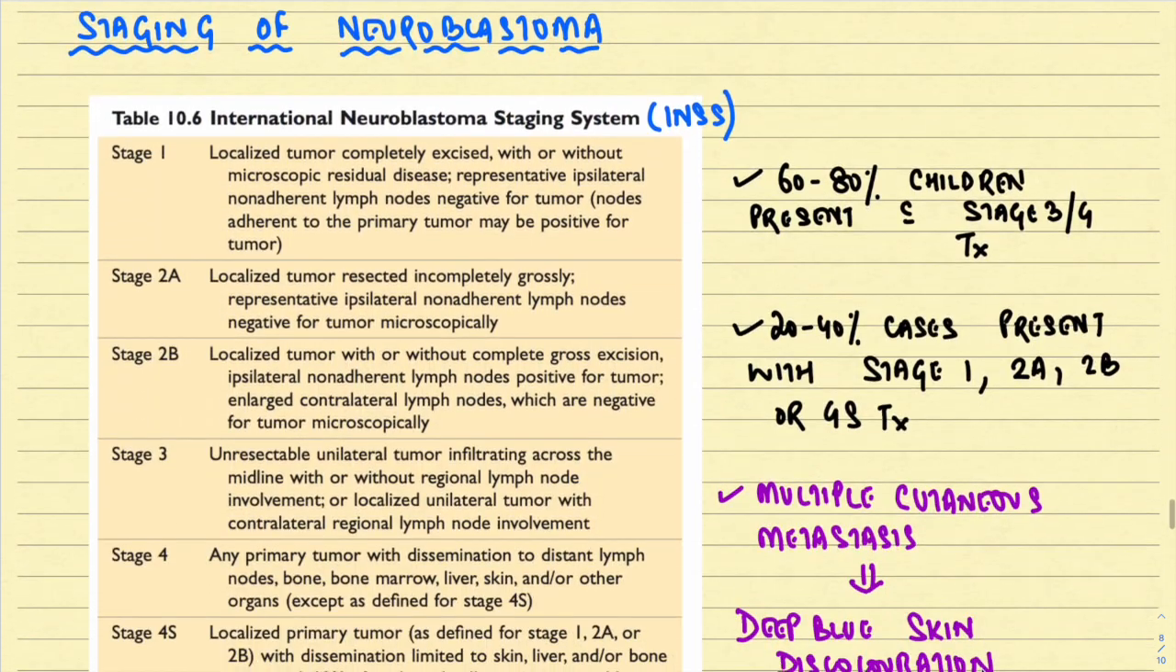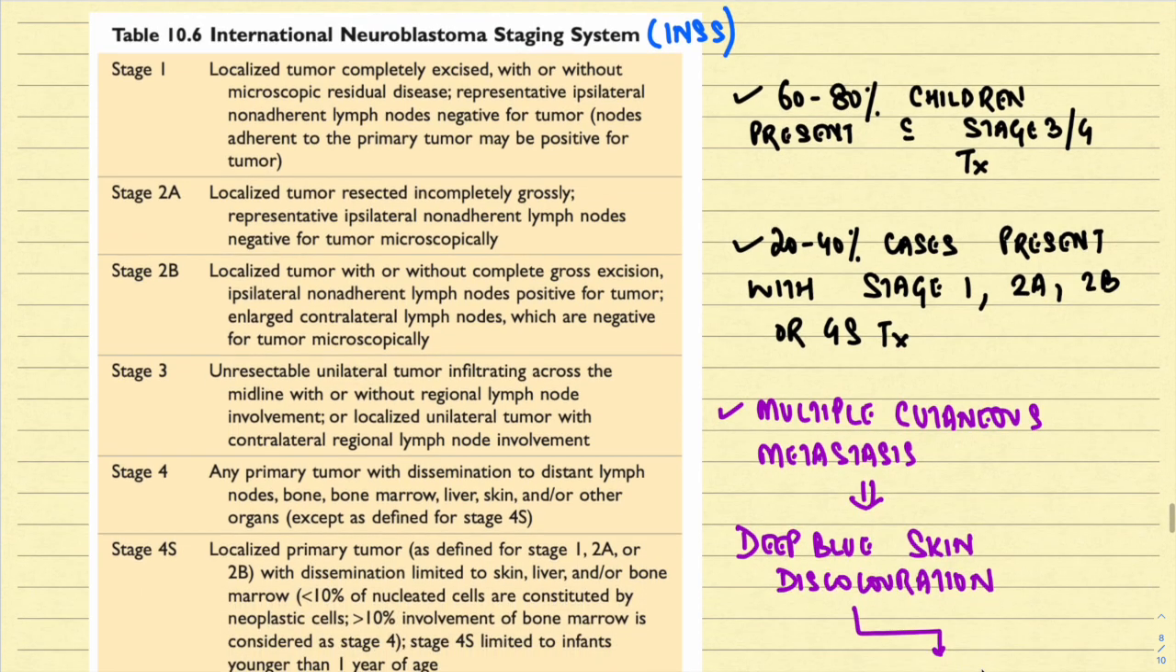Now very important from the exam point of view is the staging of neuroblastoma. So if you see over here, there are basically 4 important stages, with stage 2 having 2A and 2B, whereas stage 4 has a variant with a good prognosis, that is 4S. Typically remember, stages 1, 2 and 4S are good stages. Okay, so they have a good prognosis, whereas stages 3 and 4 have a bad prognosis.